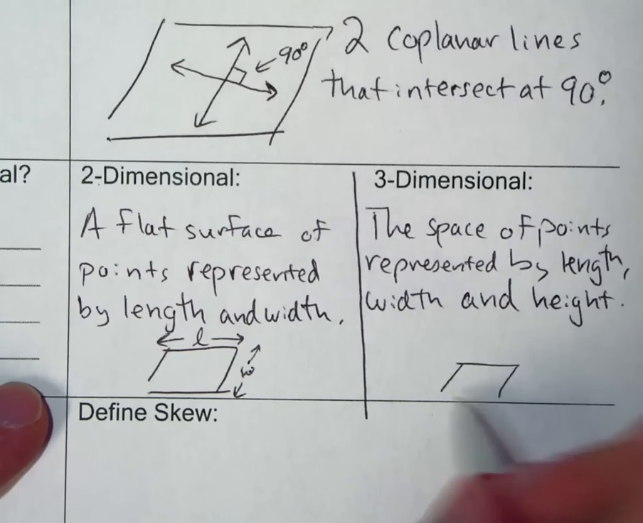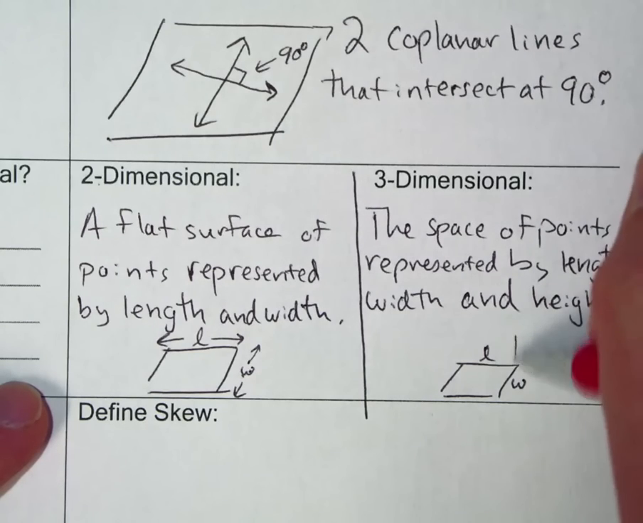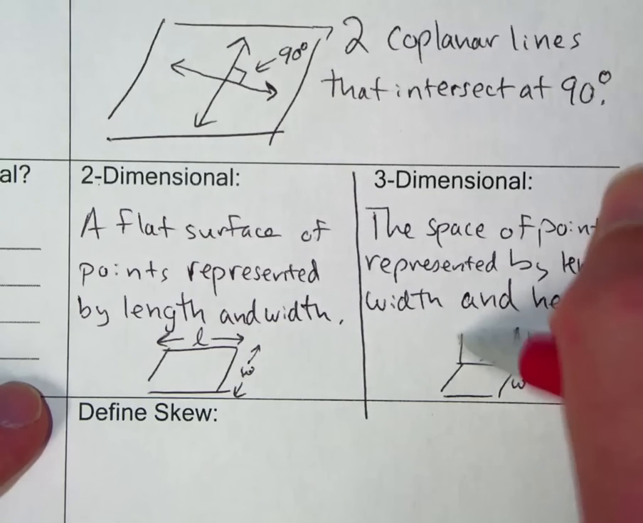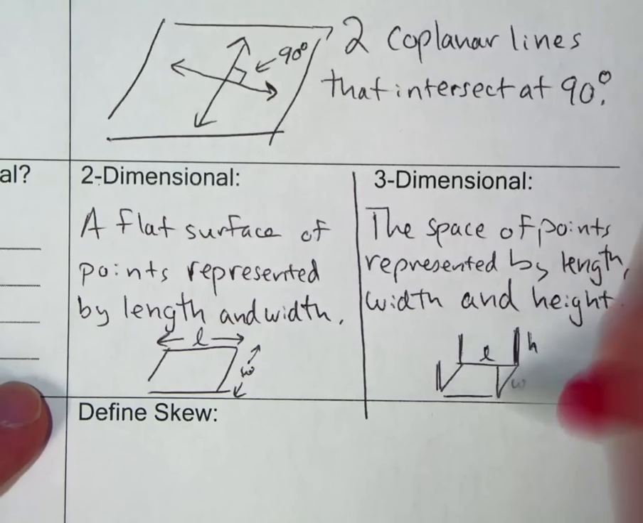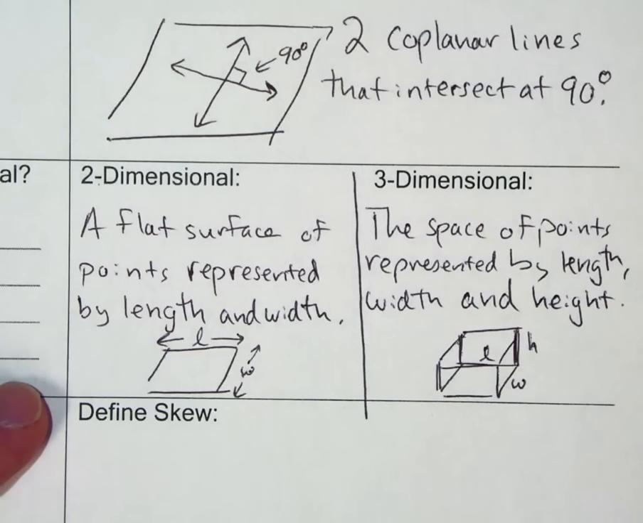So you can do the same sketch here where you have your length and your width, but now what we're going to do is we're going to go ahead and add a height. And what you can do is add a same height at each one like this, and then just connect them up. Okay, 3-dimensional, 2-dimensional. We've been working in 2 dimensions now, so let's switch it over to 3 dimensions.